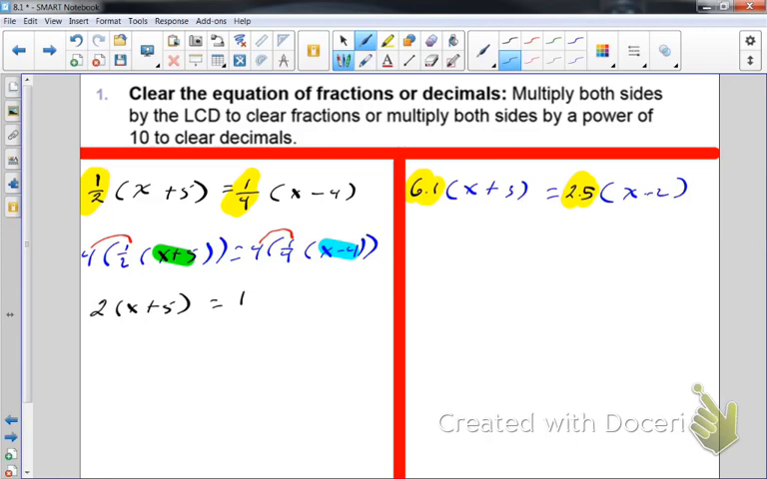In this case, it will be just 1, and then you have x minus 4. So what you've done now is you've cleared the fractions that you started off with into whole numbers, which makes your life 10 times easier. The same thing applies when you have decimals.